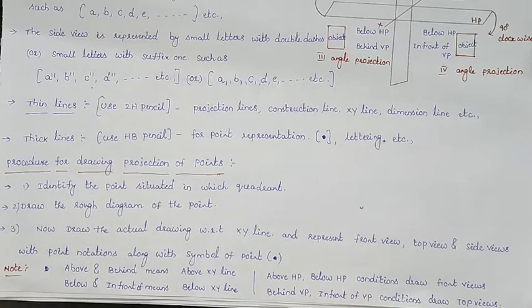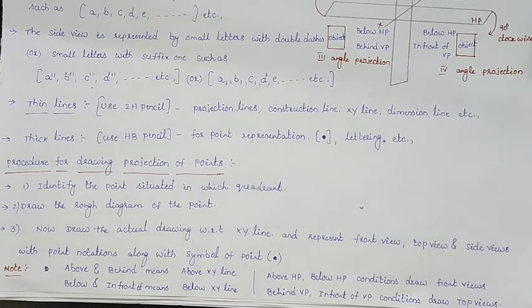So this is about the conventions for the projections of points. Coming to the procedure for drawing the projection of a point: first of all, after seeing the problem, we identify in which quadrant the point is situated. That is the first step, and after that we draw the rough diagram, or you need not draw the rough diagram.